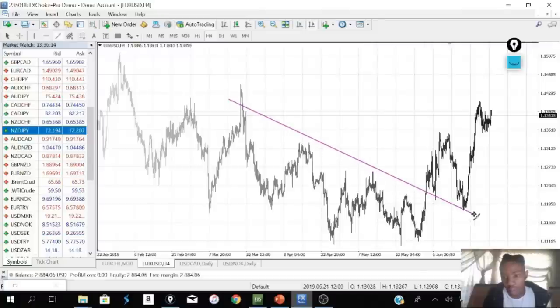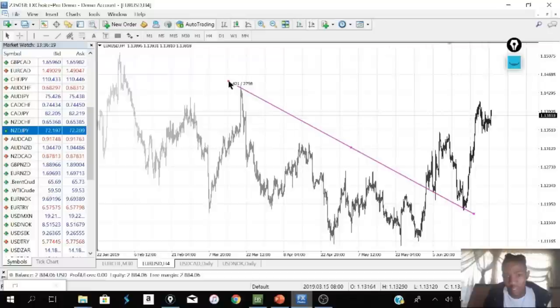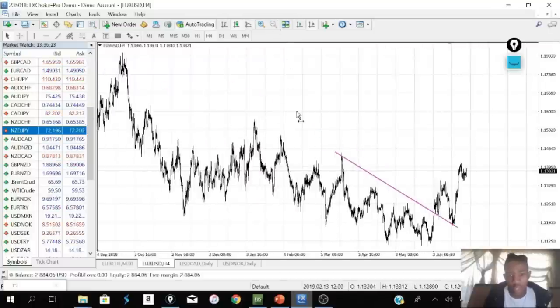Let me just put my line there. I want to show you why I want to put it there. This is my first target. And I want it to be like a small zone. That's the reason why I like using zones, because we adjust for this too.